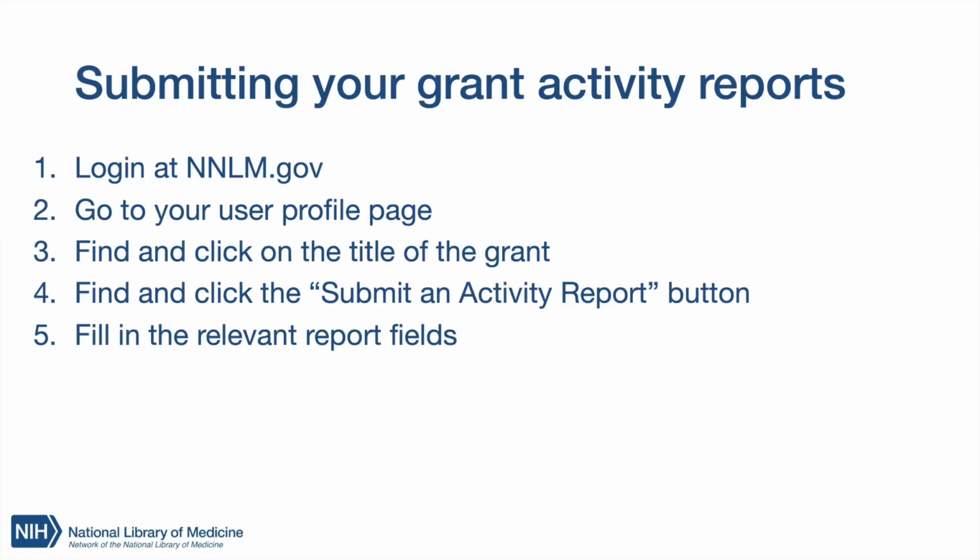The workflow for submitting grant activity reports takes these 5 general steps: logging in at nnlm.gov, accessing your user profile page, finding and clicking on the title of the grant on your user profile page, then finding and clicking the Submit an Activity Report button on the grant page, and finally, filling in the relevant report fields. Let's walk through this process step by step.